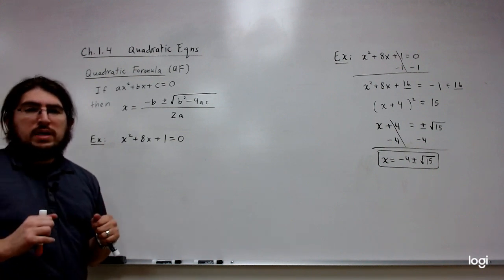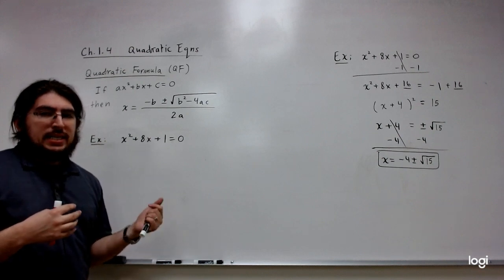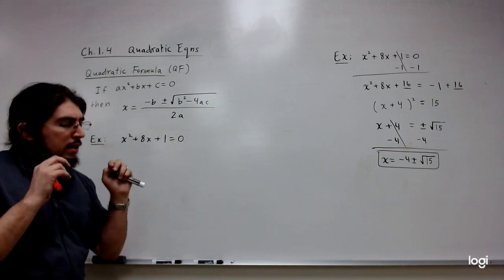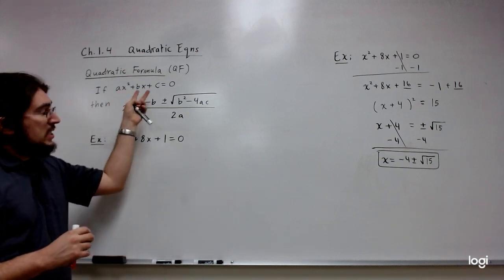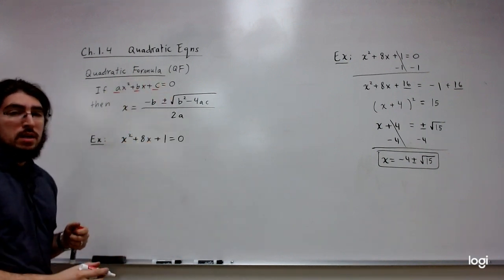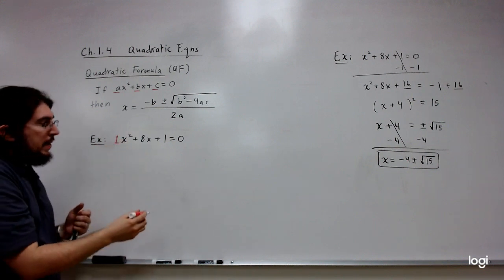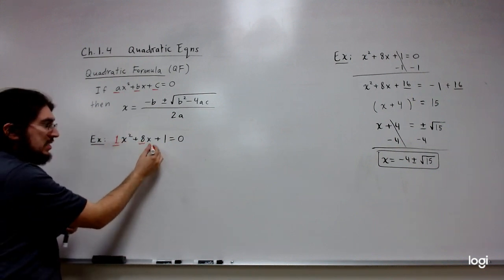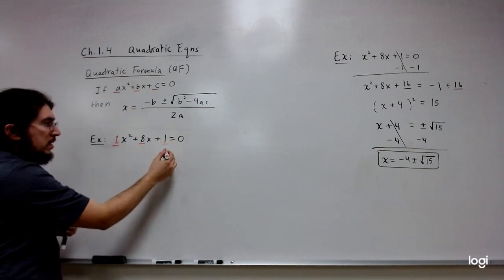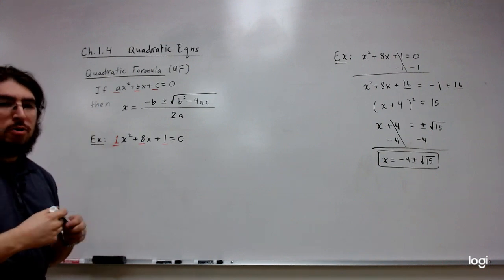So first off, we need to figure out what a, b, and c are. Now, a common mistake is to include x in the equation. Don't do that. The values of a, b, and c are the numbers in front of the x's. There's no x's included. Here, what number is in front of x squared? It's 1, technically. The number in front of x is 8, and then the constant term is 1. So these are our values of a, b, and c in that specific order only.